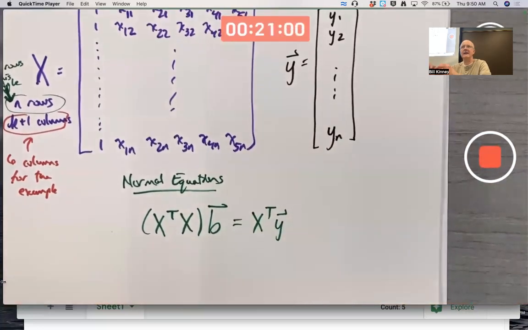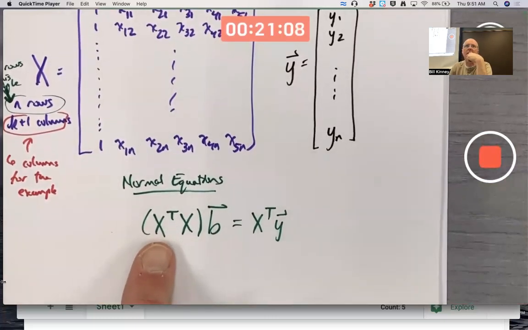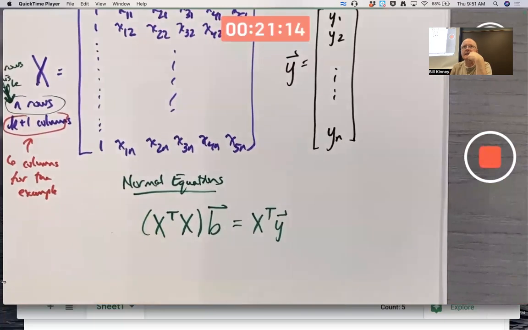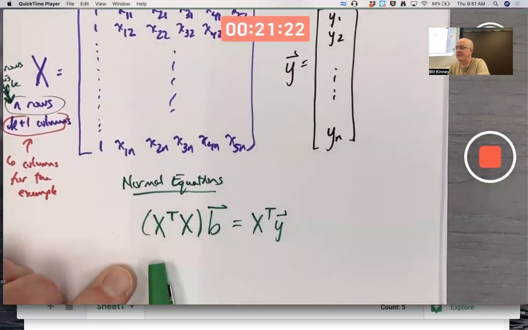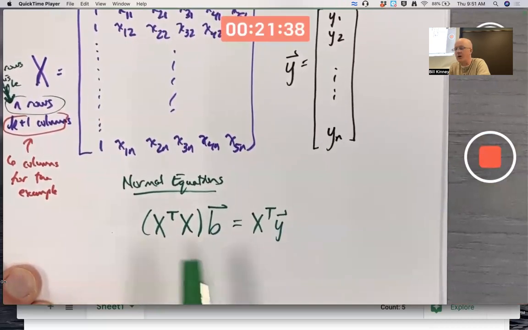These are the things that are analogous to those equations with all the summations in them. By the way, I forgot to mention the book uses X prime for X transpose. It doesn't mean derivative, it means transpose. I prefer using a T. It's okay if you use a prime. And I said it can be verified if you've got at least 2 data points with distinct X values, X transpose times X will be invertible. And you can multiply both sides of this equation on the left by its inverse to solve for B.